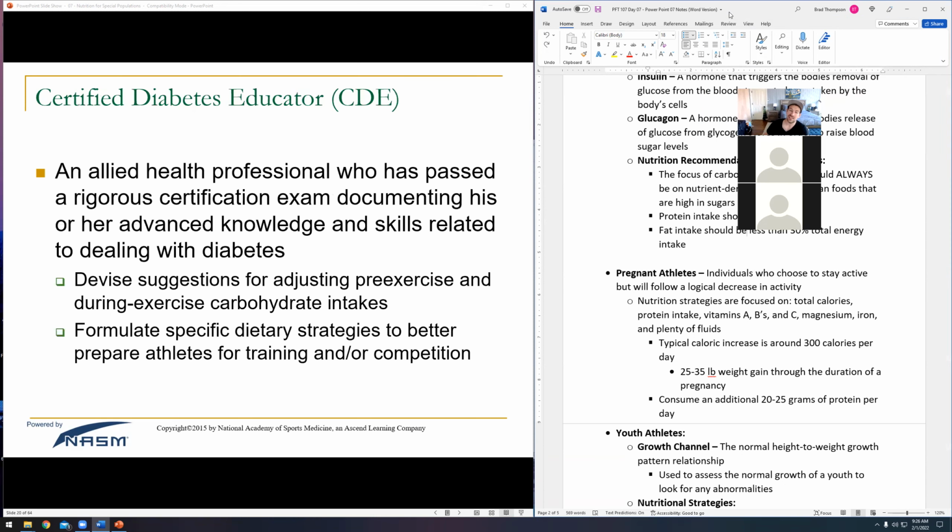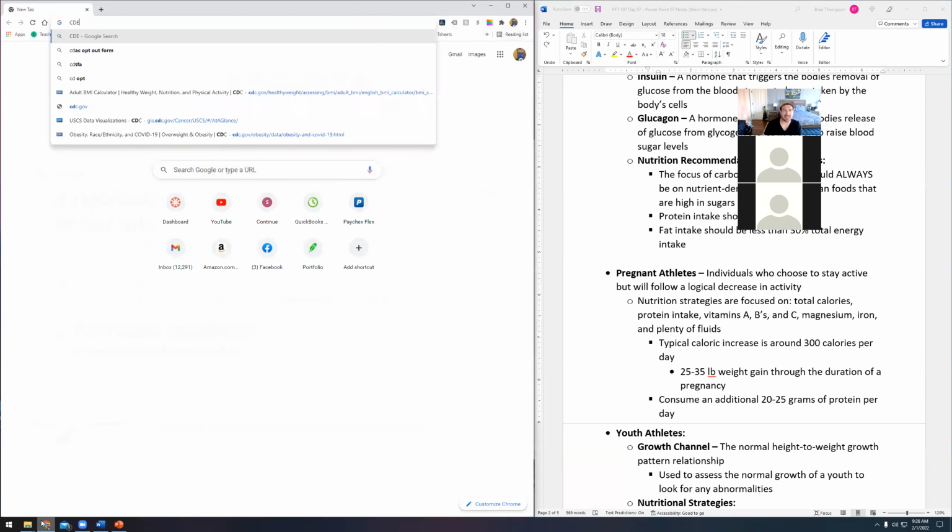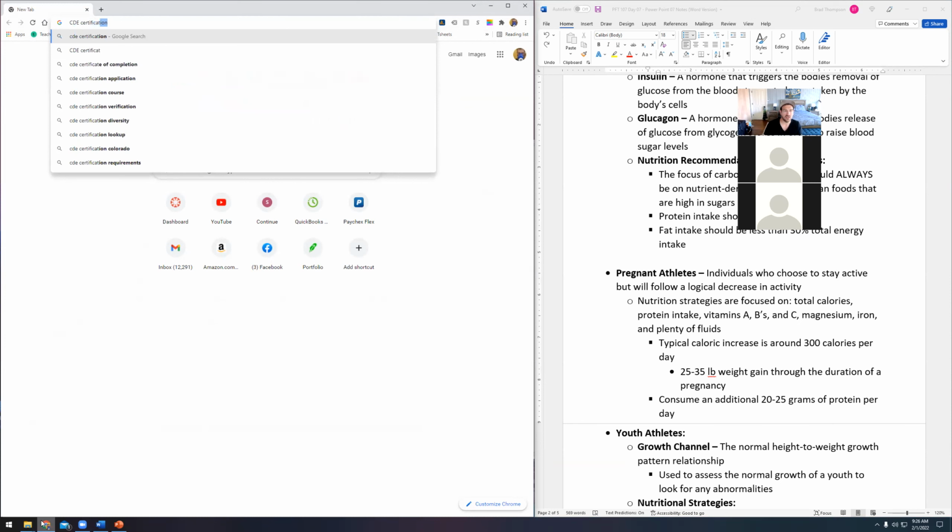So that is diabetes. Last thing to talk about before I ask you how you guys are doing, is that you can also become a certified diabetes educator. So if you think that you're going to end up working in a lot of weight loss scenarios and things like that, you guys can actually get a specific CDE certification.